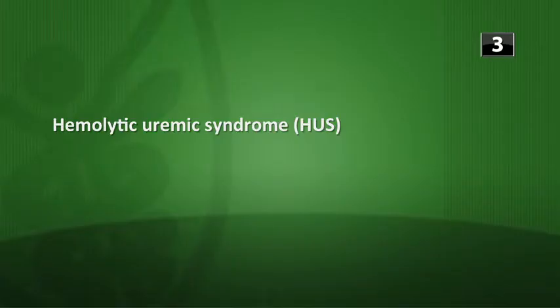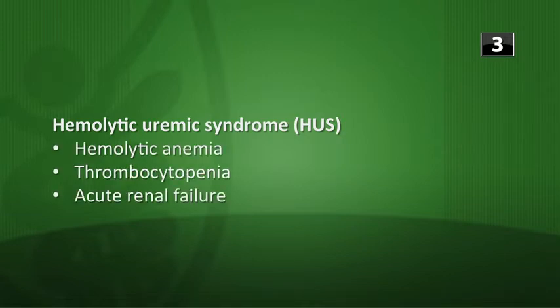Next question, what is HUS? So this is hemolytic uremic syndrome. It's associated with E. coli O157:H7, one of the serotypes of E. coli causing bloody diarrhea. So with HUS, you have hemolytic anemia, thrombocytopenia, and then acute renal failure. All right, guys, that's going to be it for the warm-up. Let's get to that lecture now.